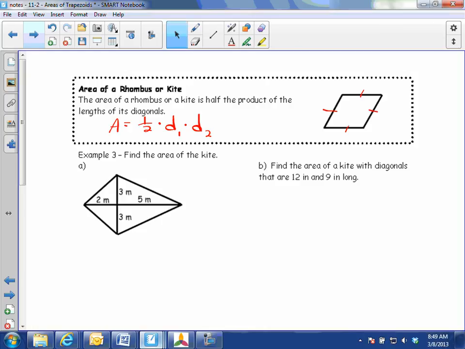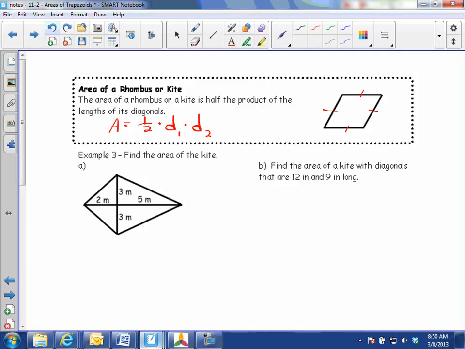Notice, I didn't explain this on the last part, but notice that my 1 and my 2 are subscripts. They're down in this corner. Don't put them up here, because then they're exponents. We don't want that. We're just saying the first diagonal times the second diagonal. Those are called subscripts. So remember, diagonals go from what to what?